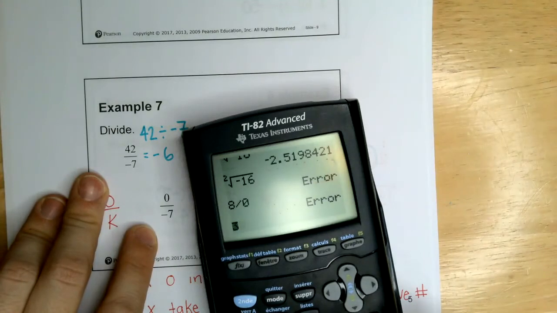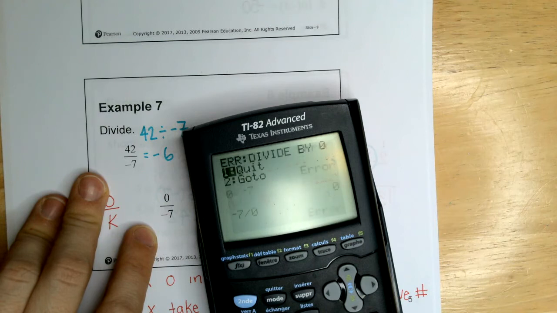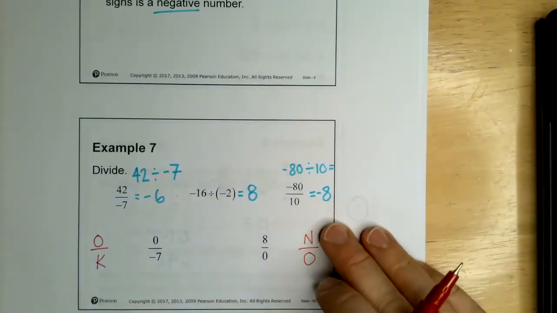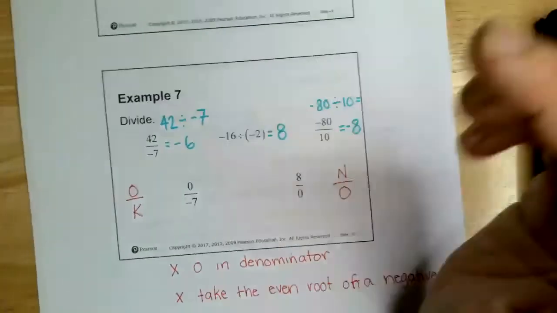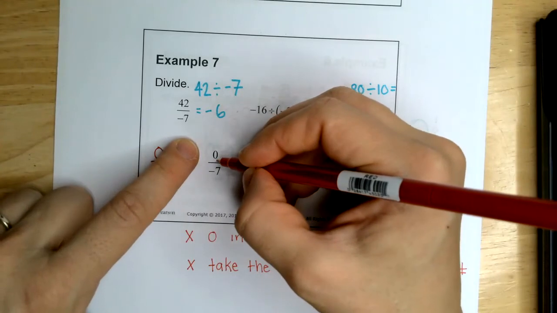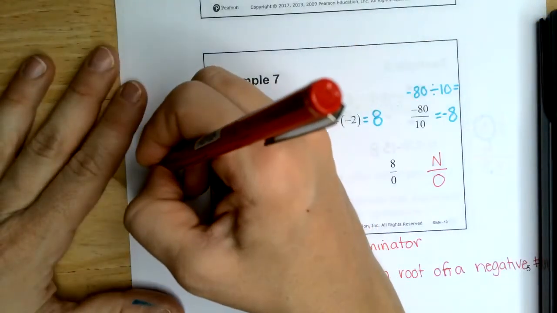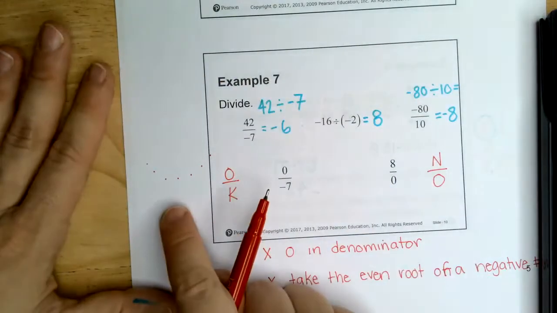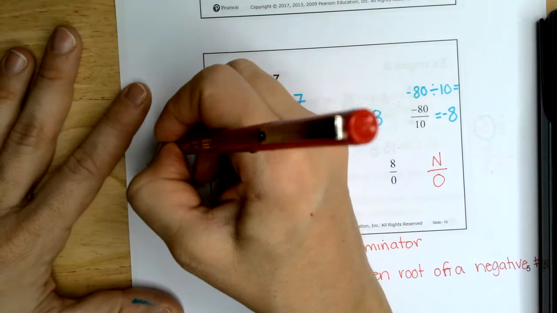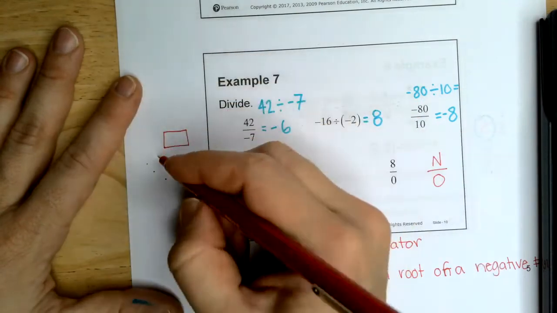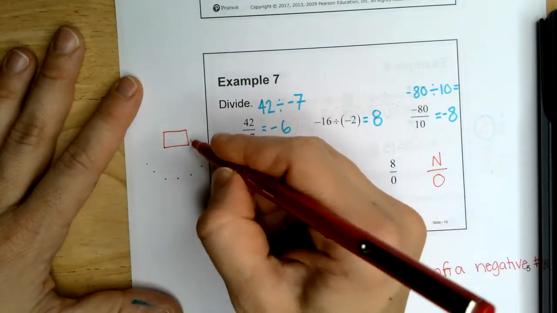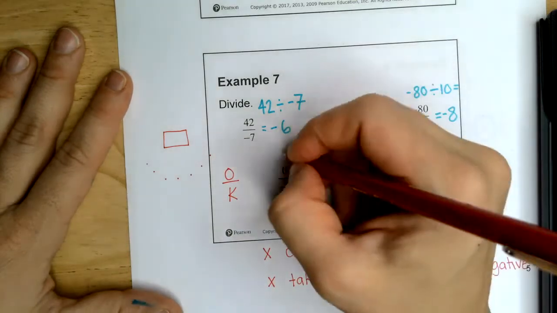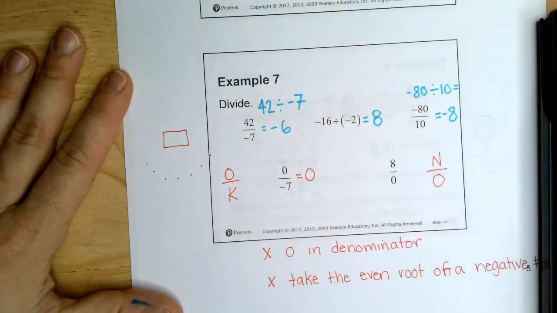0, that's a 3, not a 0. 0 divided by negative 7 will be 0. Negative 7 divided by 0 will be a non-real answer. You cannot do it. So think about it. We're taking 0 and we're dividing it into 7. So we have 7 here. And we're taking nothing and putting it into groups of 7. How many groups of 7 did we make? We made 0 groups of 7.